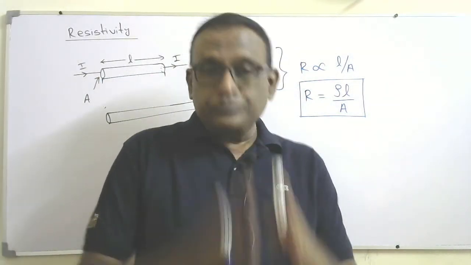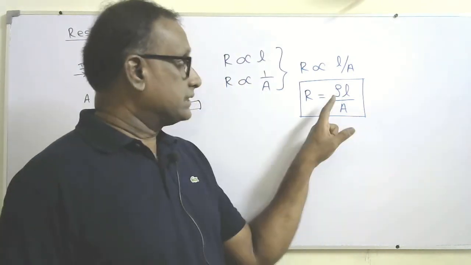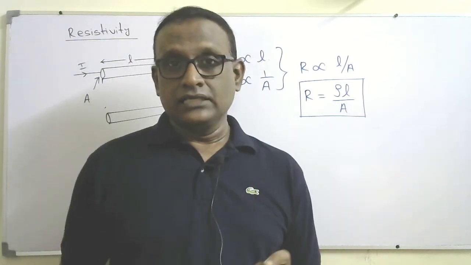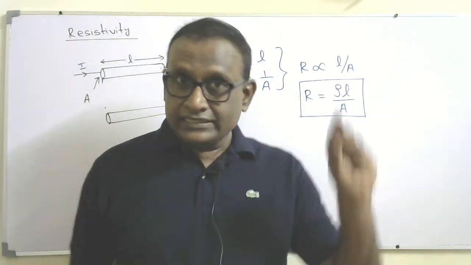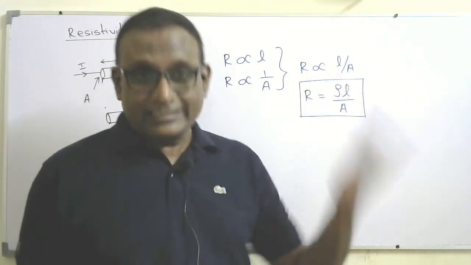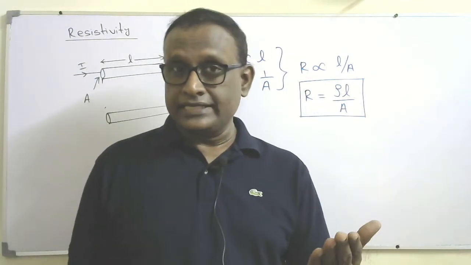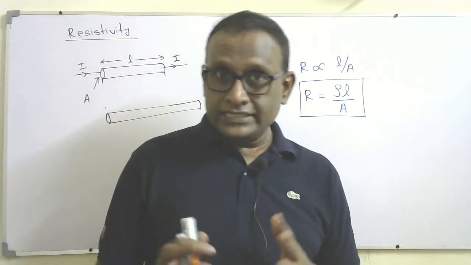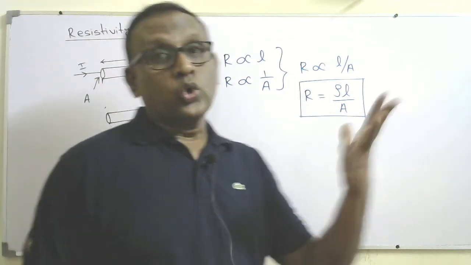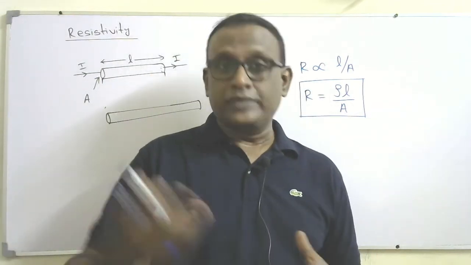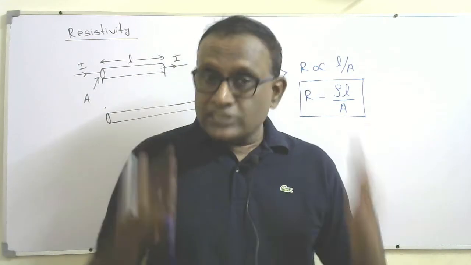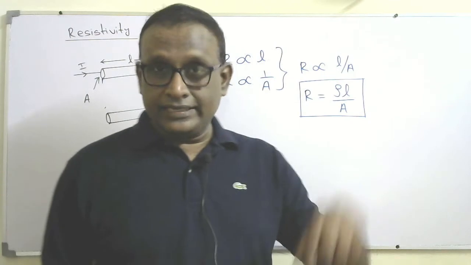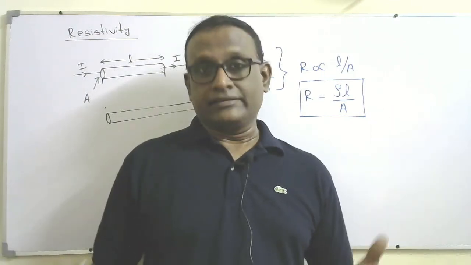For a particular type of material at constant temperature, rho is constant. For example, for conductors, when the temperature increases, rho will increase. I told you that already: when the temperature increases, the resistance of a conductor increases due to atomic vibrations. Why does it increase? Because rho increases. It's actually an intrinsic property of the material. For semiconductors, when the temperature increases, rho will decrease, because you know that their resistance decreases.